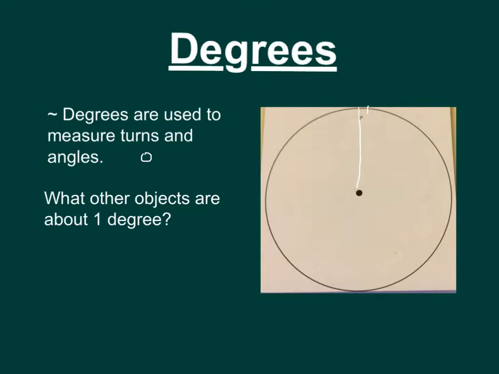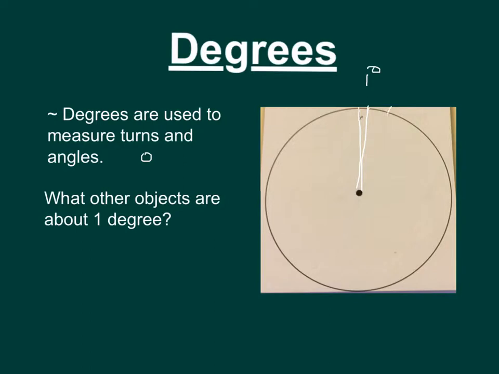Look at the circle now. This circle can be split up into many degrees. This is about 1 degree of the circle. It's very small. What other objects are about 1 degree? Pause video now.